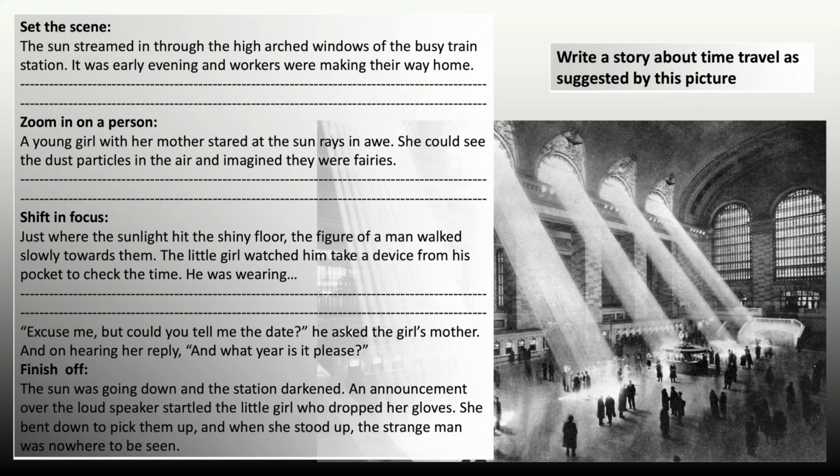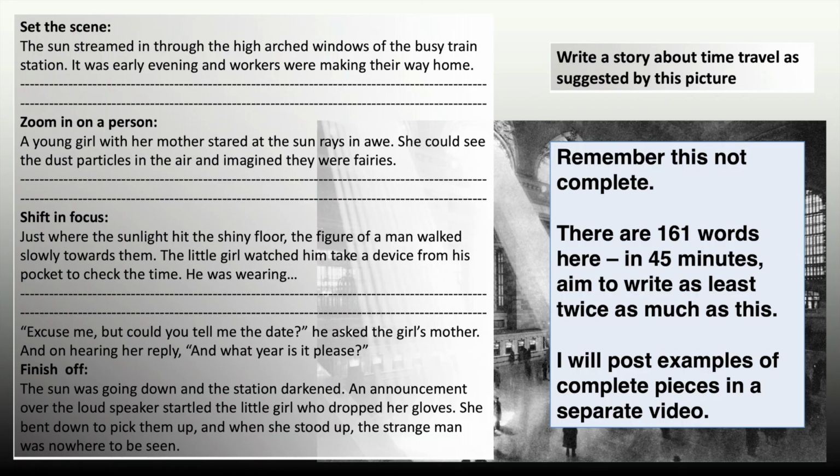Then we're going to finish it off. The sun was going down, linking back to the sun in the first paragraph, and the station darkened. An announcement over the loudspeaker startled the little girl, who dropped her gloves. She bent down to pick them up, and when she stood up, the strange man was nowhere to be seen.